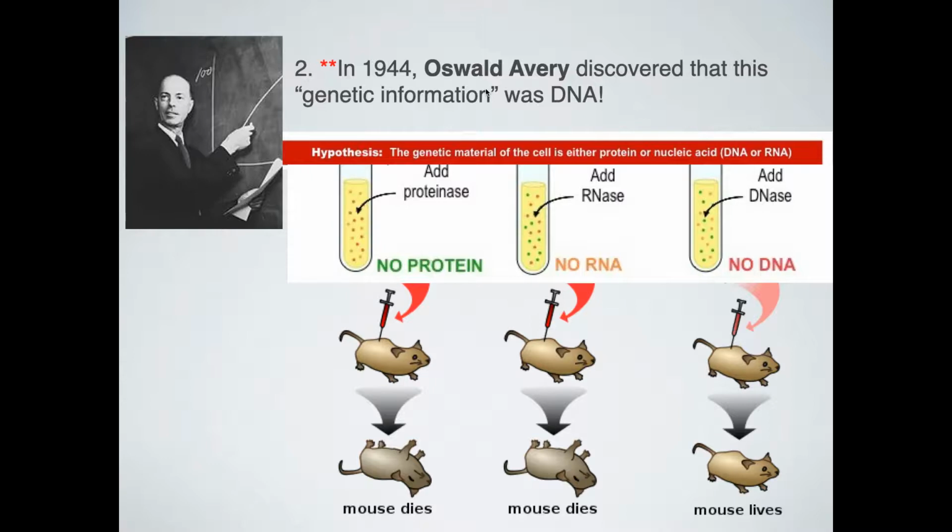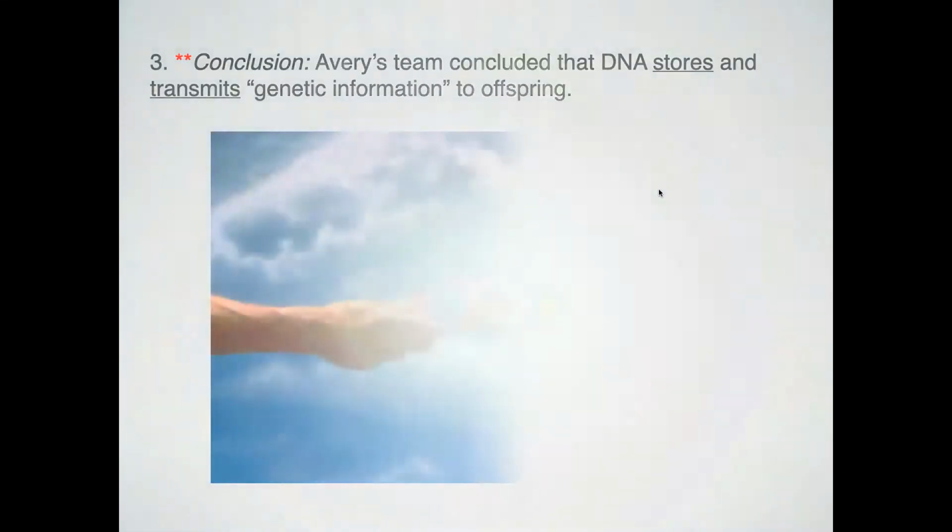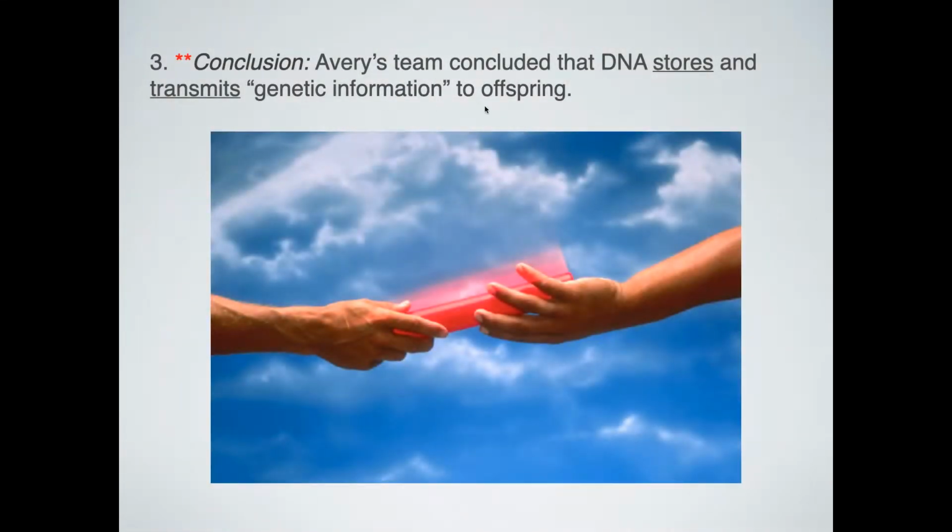was being transferred between the bacteria was DNA. That must mean that DNA is the information carrying molecule inside of bacteria cells. So conclusion, DNA stores and transmits genetic information, just like passing the baton. So we went from Frederick Griffin to Oswald Avery, passing the baton to the next generation.